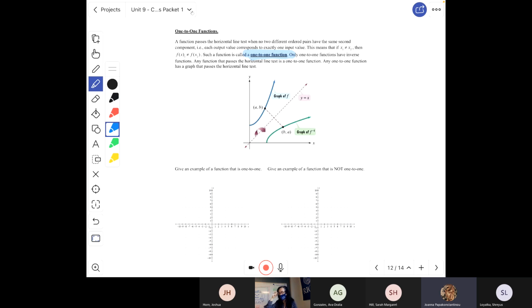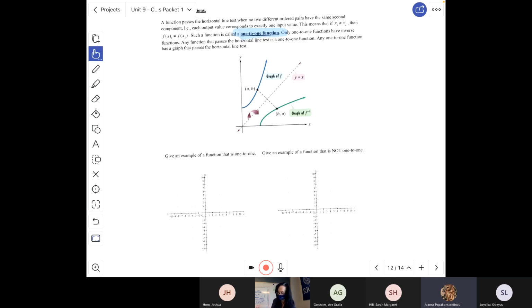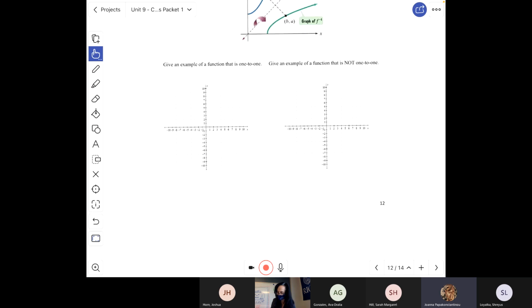Okay, so I could give you any function. Can anyone give me an example of a function that is one-to-one? Anybody think of an example of a function that's one-to-one? It passes the vertical test and the horizontal line test. Yes. And I'll do a quick sketch. Right? That's one-to-one. It passes the horizontal line test and the vertical line test.